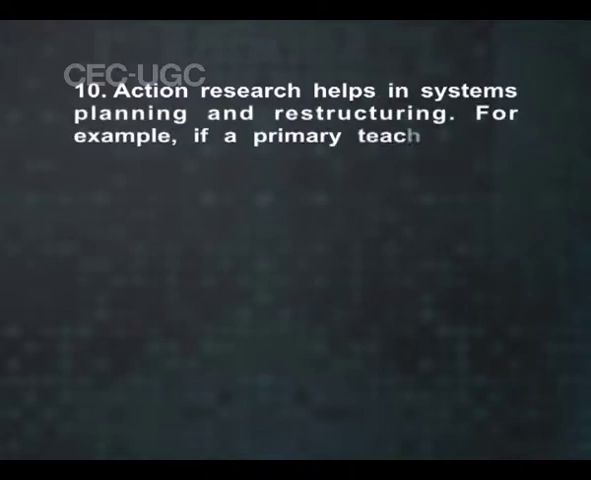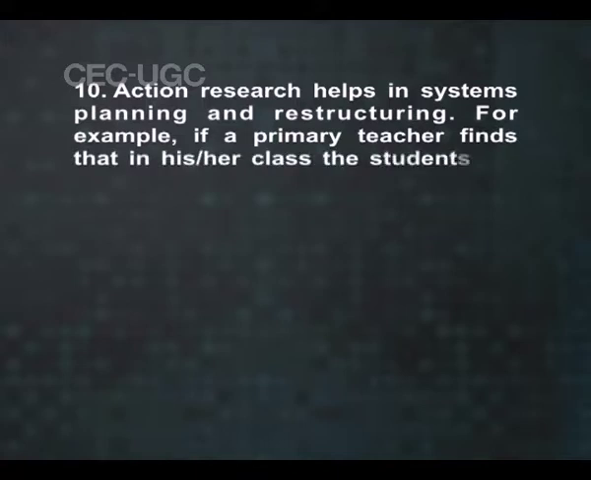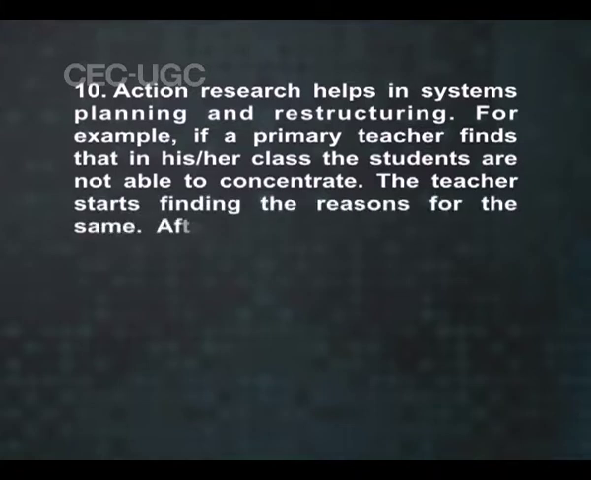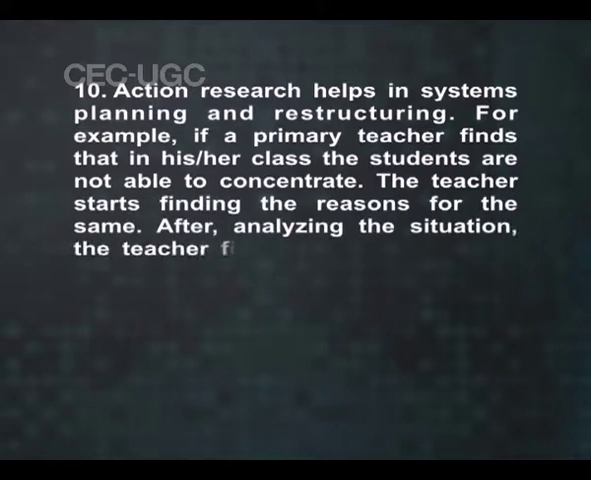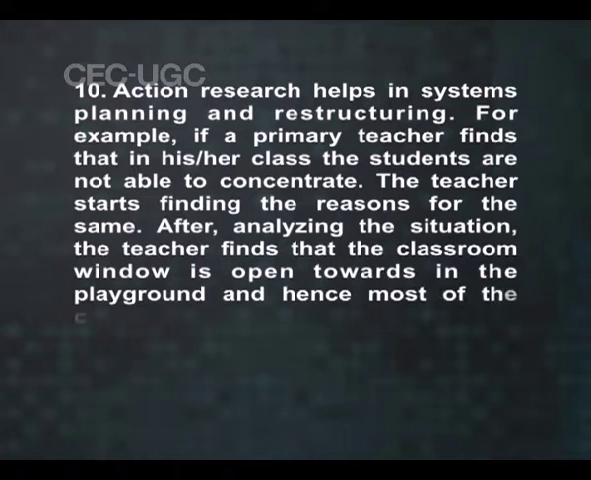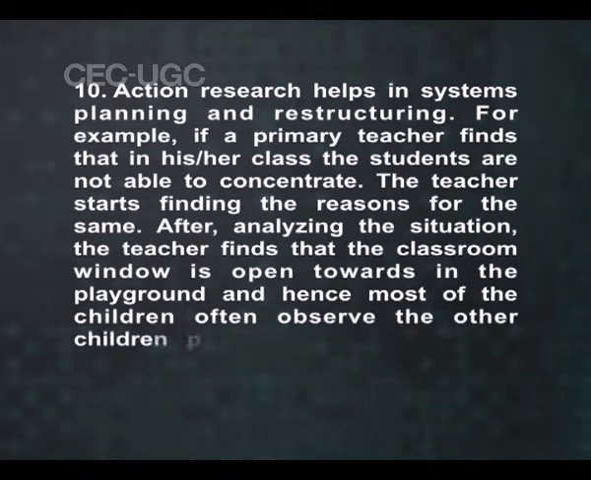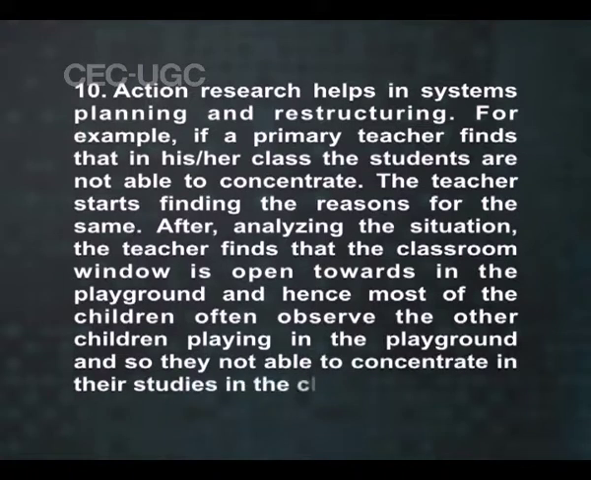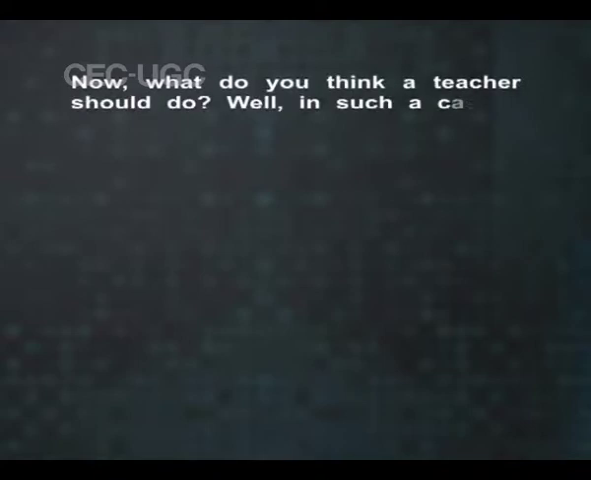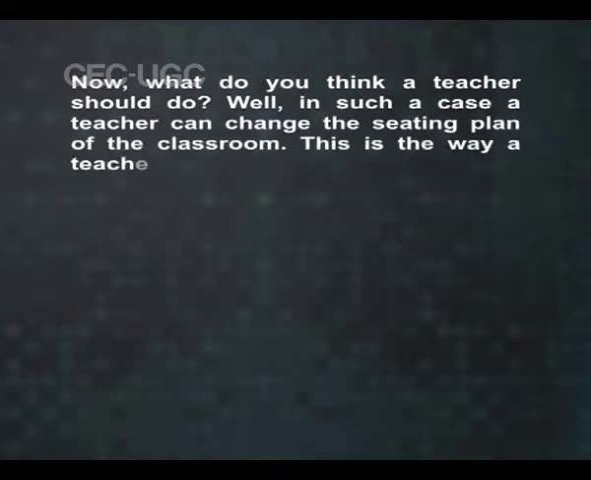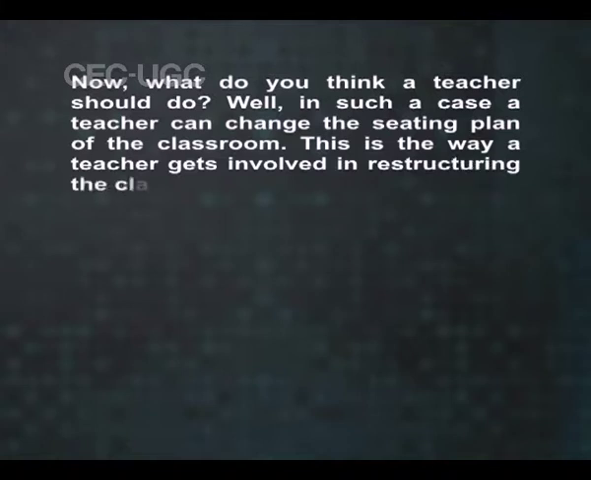For example, if a primary teacher finds that in his or her class, the students are not able to concentrate, the teacher starts finding the reasons for the same. After analyzing the situation, the teacher finds that the classroom window is open towards the playground, and hence most of the children often observe the other children playing in the playground. So, they are not able to concentrate on their studies in the class. Now, what do you think a teacher should do? Well, in such a case, a teacher can change the seating plan of the classroom. This is the way a teacher gets involved in restructuring the class.